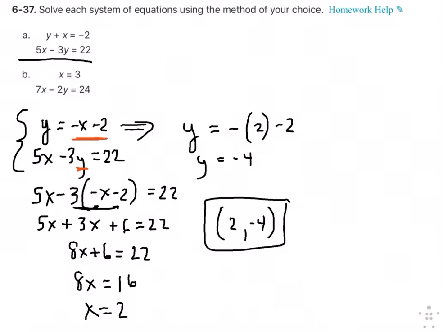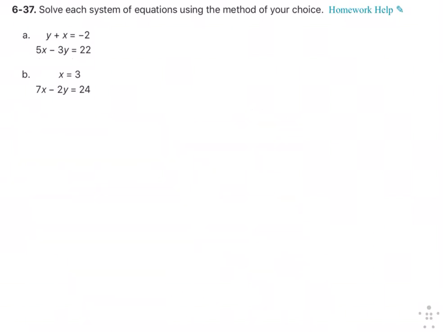Okay, let's do B. Let me make some space. B is clearly set up for substitution. I already have an x value, right? So I already know it's 3 something, right? Okay. So I'm going to put a 3 in for x right here. So 7 times 3 minus 2y equals 24.